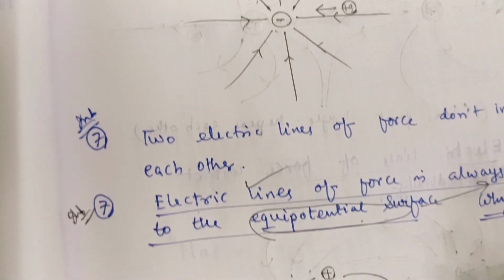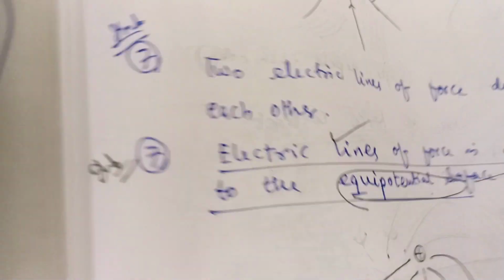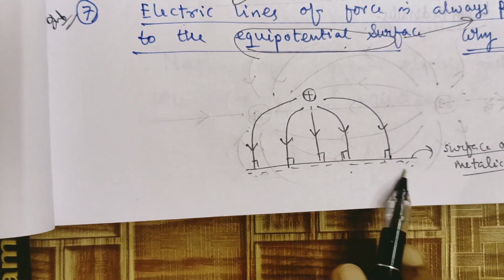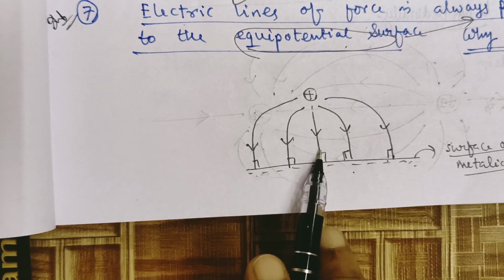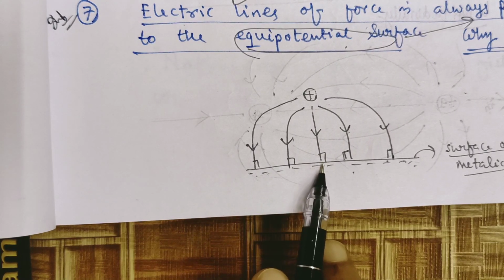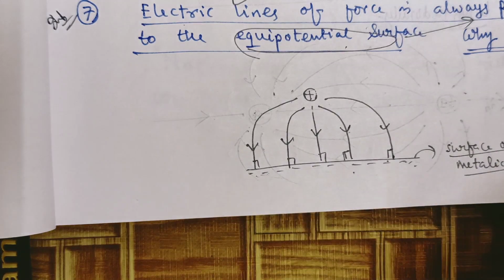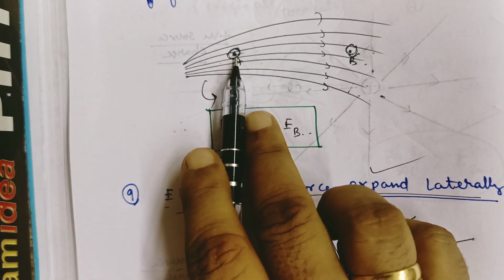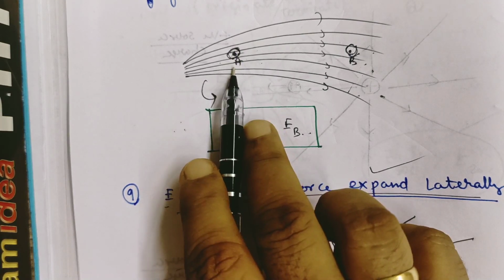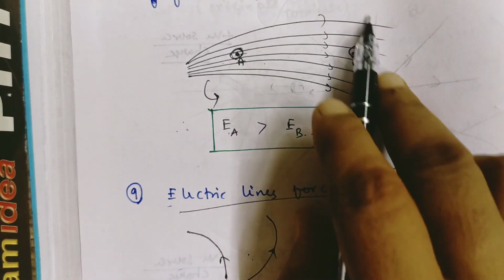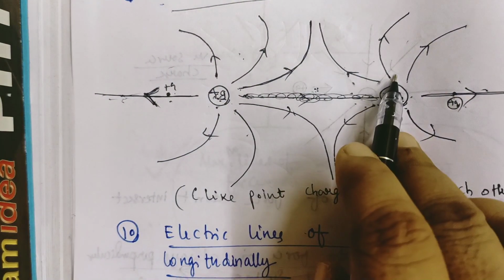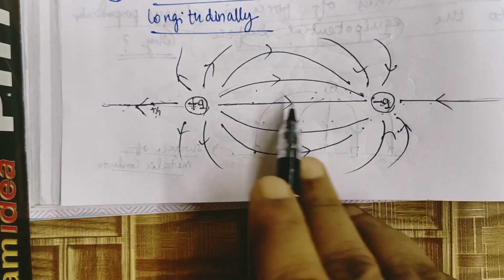Again, an important property: the electric lines of force are always perpendicular to the equipotential surface. You see the figure. This is an equipotential surface, and electric lines of force must enter or touch it at an angle of 90 degrees. Why 90 degrees, we will discuss in later classes. Then another property: the more the lines of force, the stronger the electric field. That means the electric lines of force are crowded for a stronger field and wider apart for a weaker field. And the lines of force expand laterally, and the lines of force contract longitudinally.